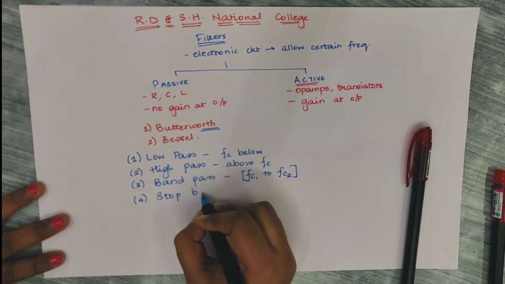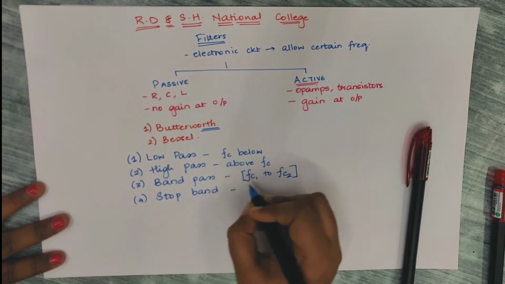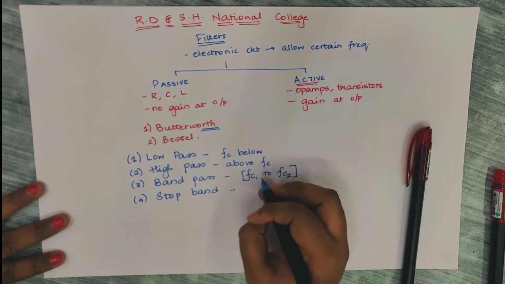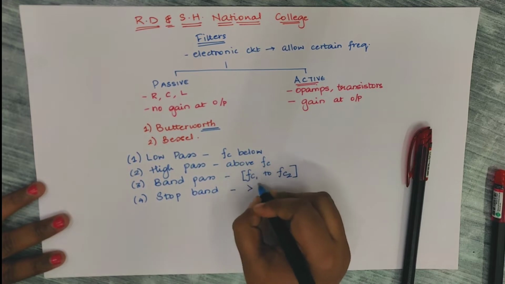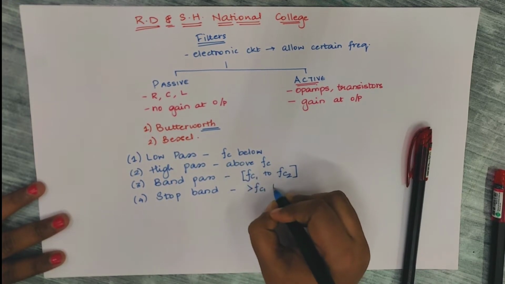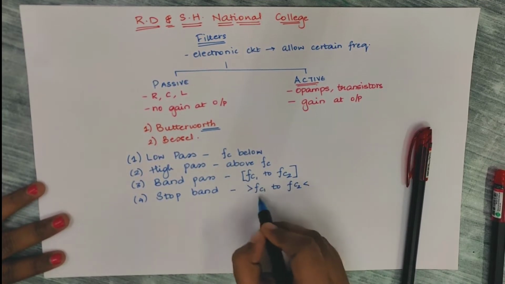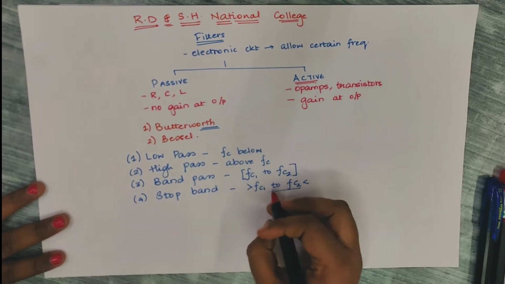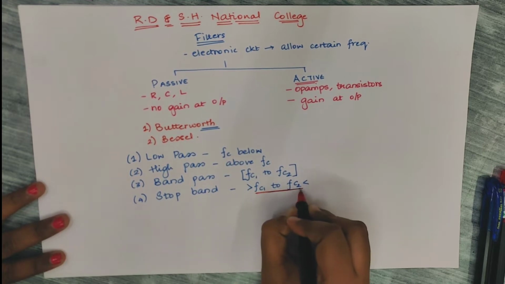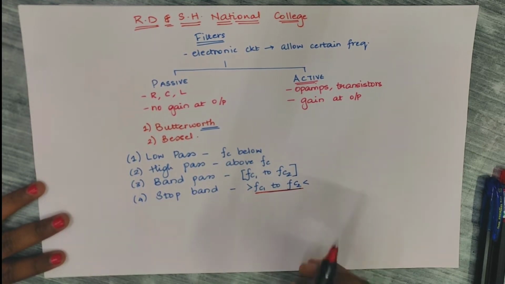Stop band is basically the inverse of band pass. What happens is everything outside this range is allowed. Whatever is in between this will be rejected. Everything outside this will be allowed. So these are the four types of filters.